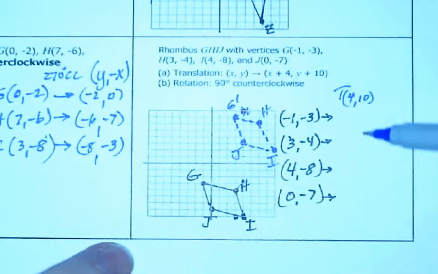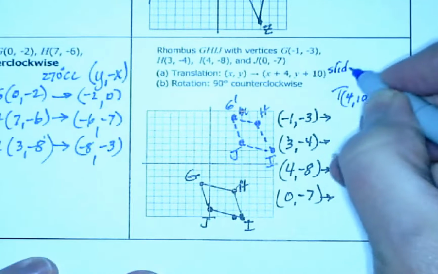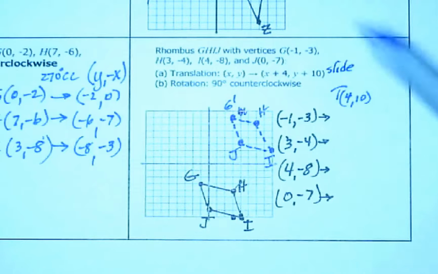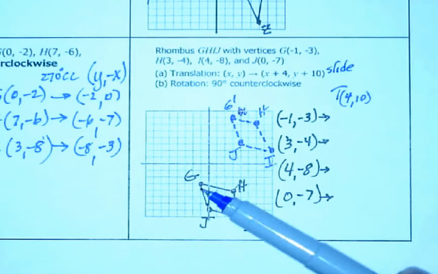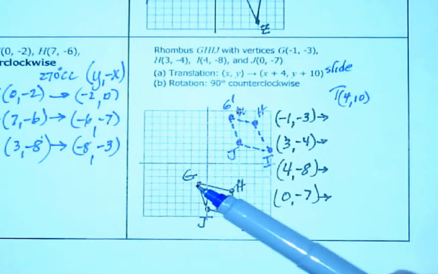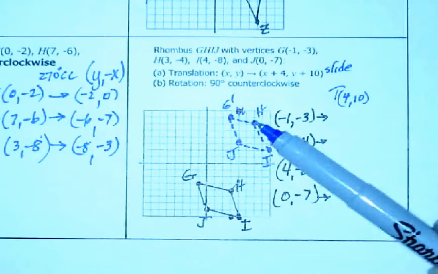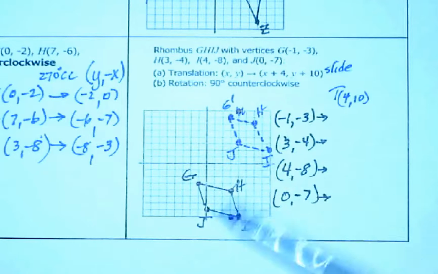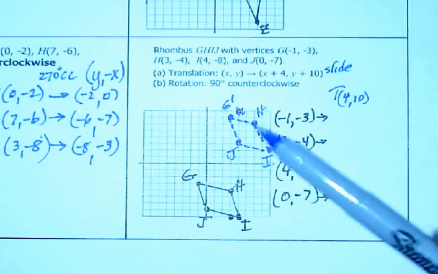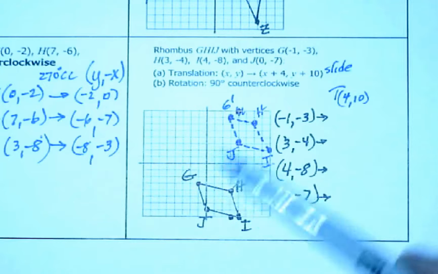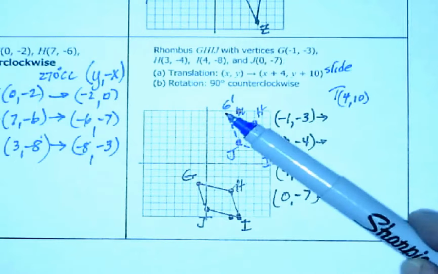Okay, so part of the translation was that we slide our shape. Okay, so the transformation rule here is +4, +10. So we're going to take each of these 4 points, we're going to go over 4 and up 10. Right 4, up 10. Right 4, up 10, and same thing with the J. Okay, when I do that, I get a new image. See how it doesn't change positioning or anything, it just is going to slide over and slide up.